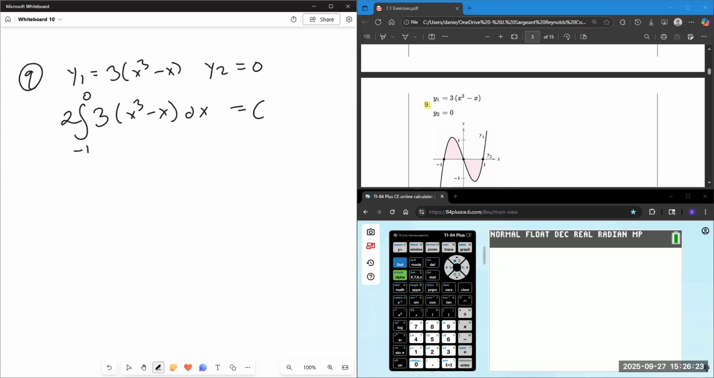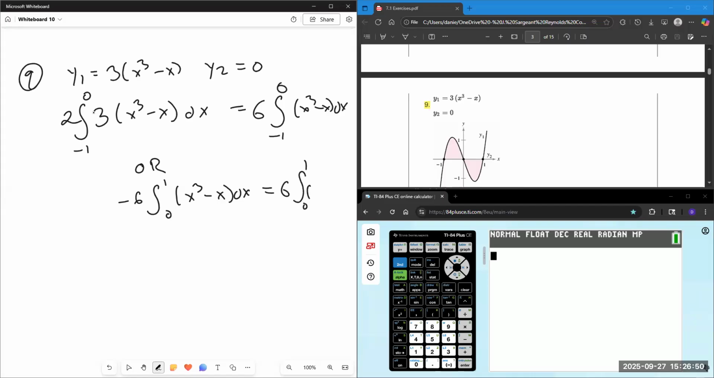So this is 6 times the integral from -1 to 0 of x cubed minus x dx, or you could say that this is -6 times the integral from 0 to 1 of x cubed minus x dx, or 6 times the integral from 0 to 1 of -x cubed plus x dx. All of those will be correct ways to set this up. Hopefully WebAssign likes all of them equally.